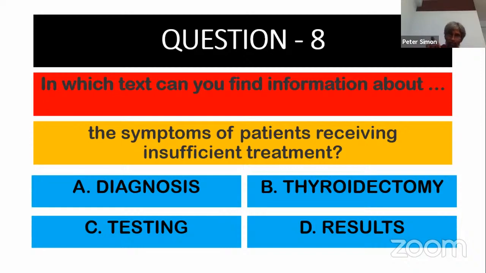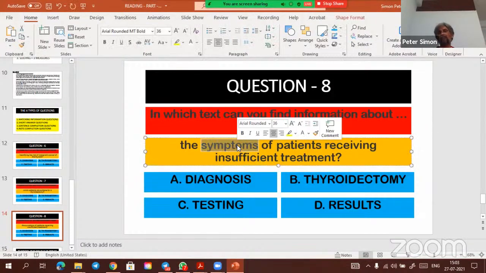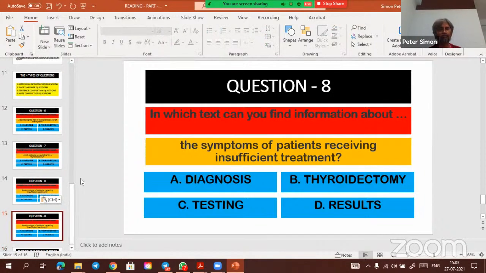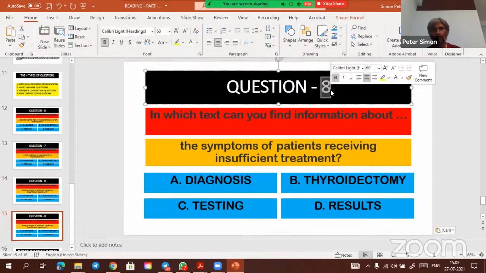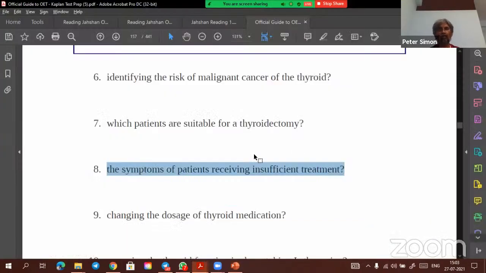So which of A, B, C, D will it go to? Here the keyword is symptoms. Next one. All the words which we have studied will come one by one. 8th one. Then 9th one.